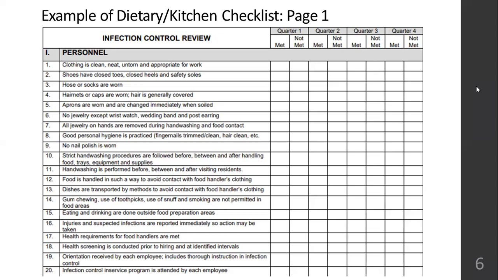Health screening is also conducted before you are hired. Orientation is received by each employee about the rules and regulations and infection control guidelines they have to follow. This orientation is given before they start their work.